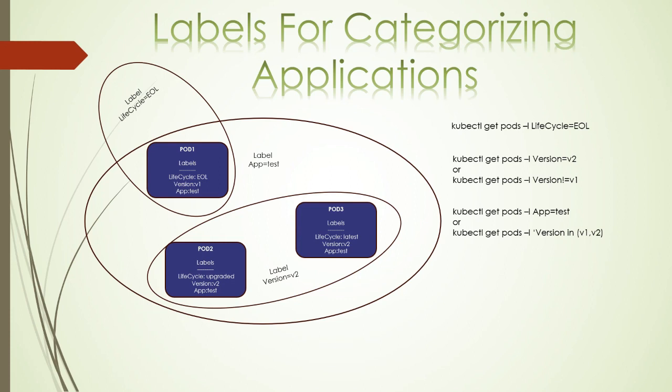Or we can look at some other way as well. We can say list all the applications with version 1 and 2. Here you can see kubectl get pods -l version in v1,v2. That means whichever pods are there with version v1 or v2, list them out. This way you can categorize the applications. Suppose we want to list all the end of life applications to see how many need to be upgraded. That we can easily do with labels and selectors.